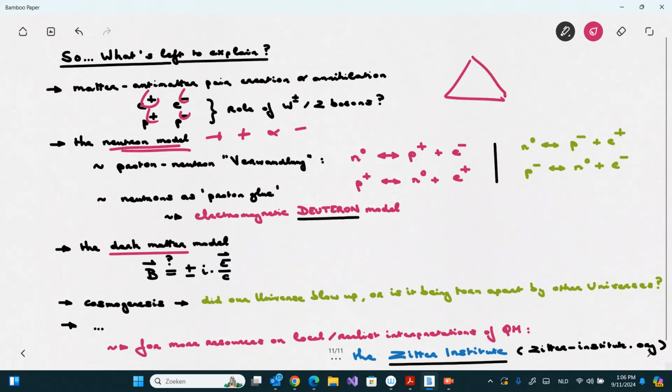Don't read me. Let me clean up the rest of my sheet again. So that's it, the neutron model.